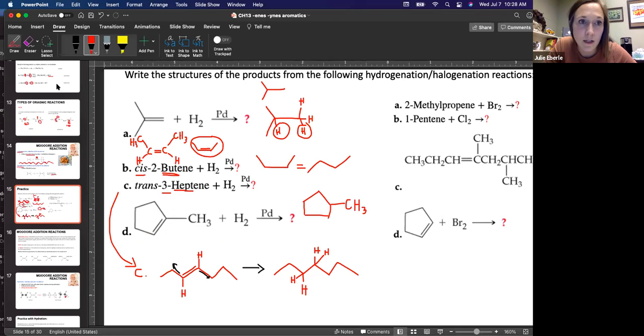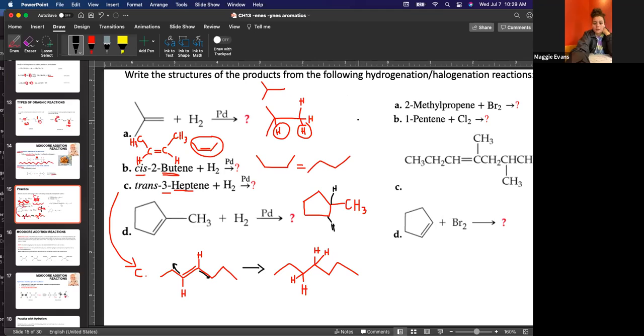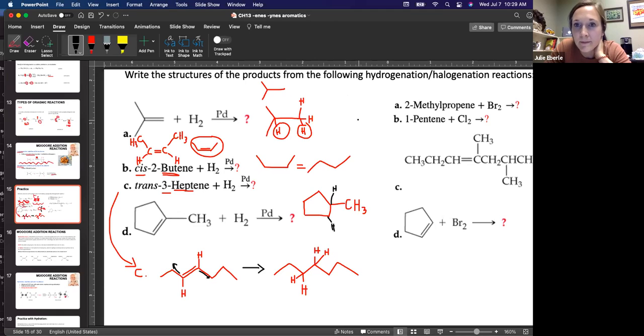Now if you wanted to see where those hydrogens went, one is branched off this carbon. That's the new hydrogen. And one is branched off that carbon. That's the new hydrogen. Okay. But in the line structure, I'm not going to draw those in, and you don't have to draw those in. So in the end product, regardless, you're just taking away the double bond. Yep.